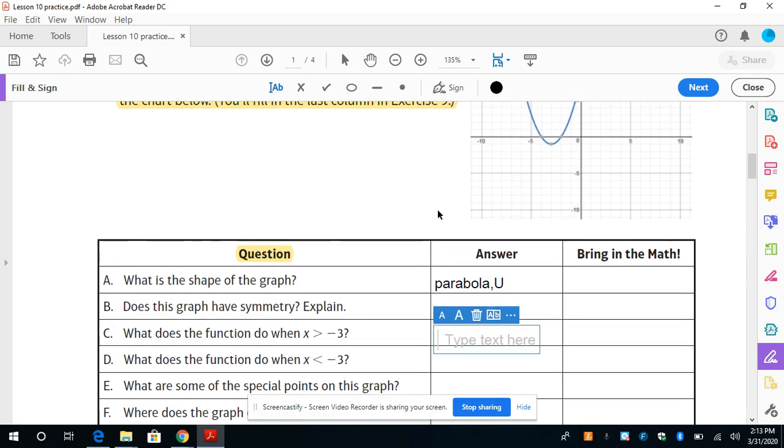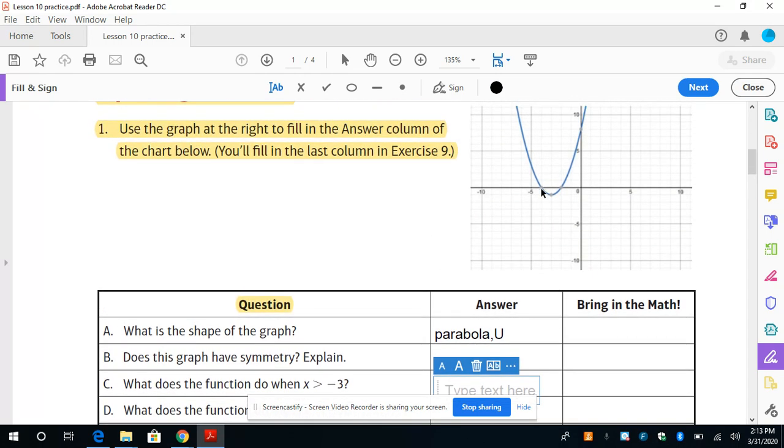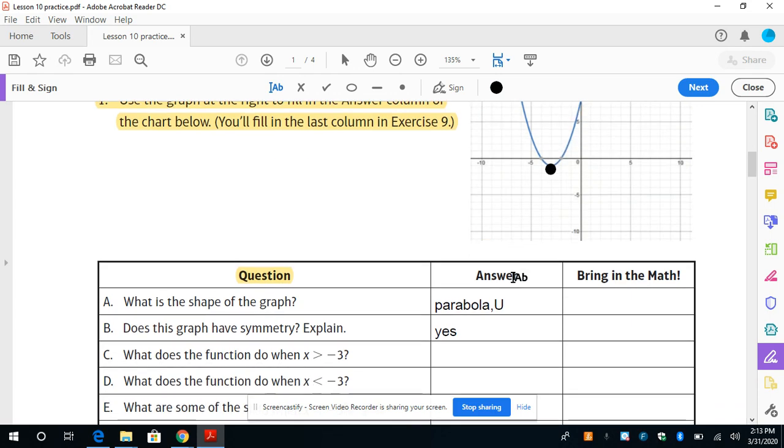What does the function do when x is greater than -3? So if it's greater than -3, it's actually going to the right. So when it's greater than -3, what's happening? So -3 is here. -3 is actually our vertex or our turning point right here. So what happens after? Well, as we go greater than -3, it is going up, so it is increasing.